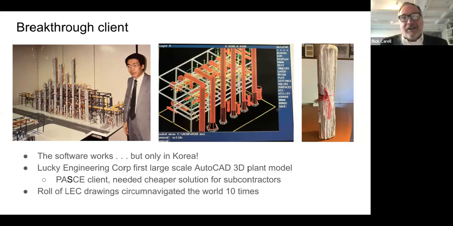And I'm humming, and I go, well, this is different. It works in AutoCAD. It's something that you could sell to your subcontractors, and we could make you a distributor. And he says, good idea.